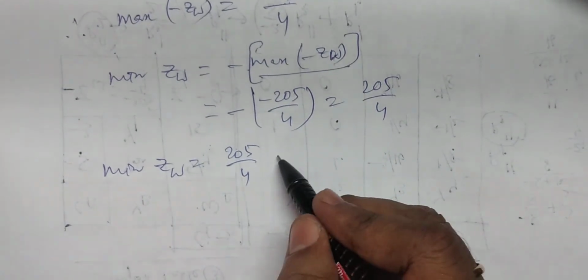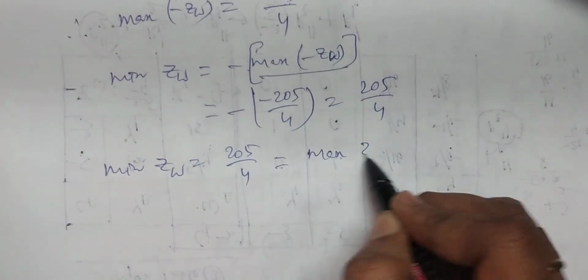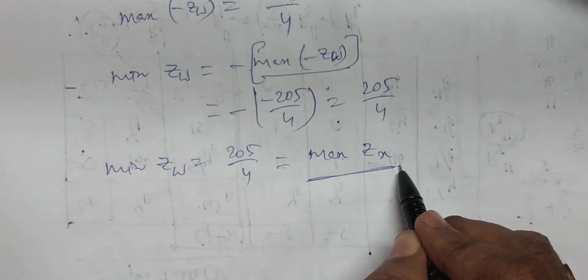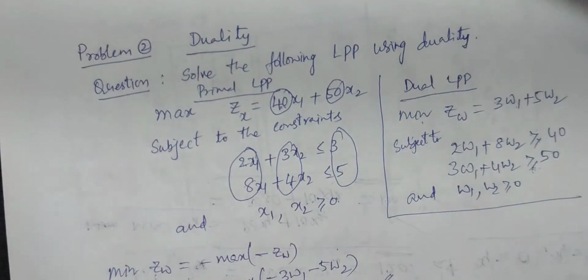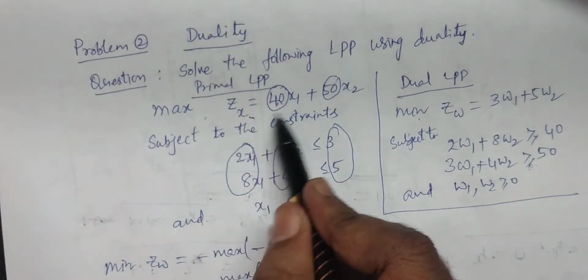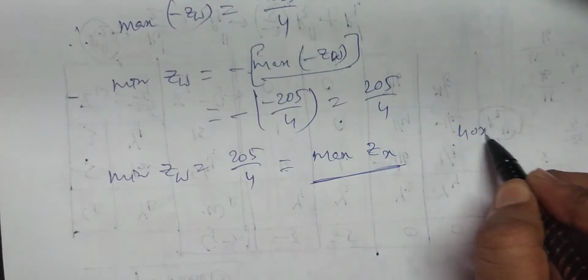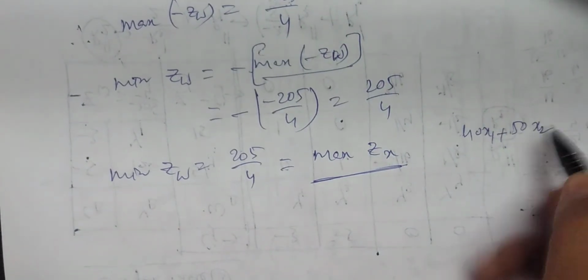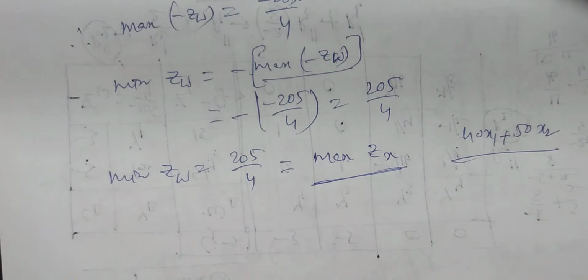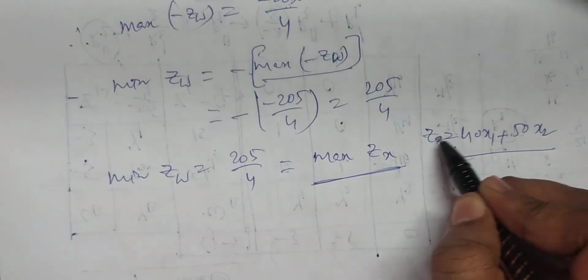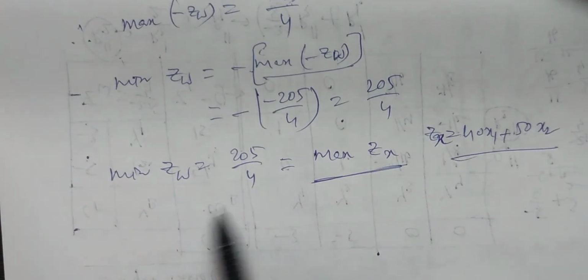Therefore, now it is equivalent to maximize ZX, the original problem. You please see here, maximize ZX is equal to 40x1 plus 50x2. So I write here somewhere 40x1 plus 50x2. Then we substitute values here. ZX is equal to, right, this is the solution.